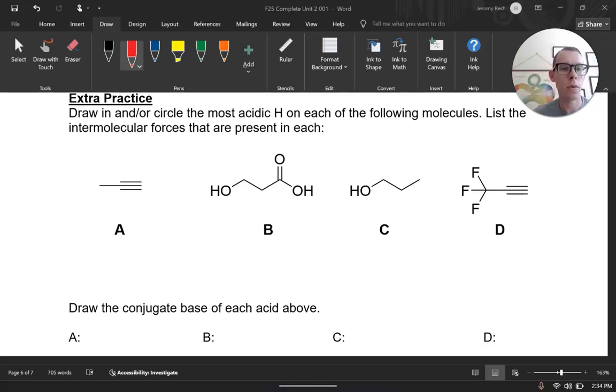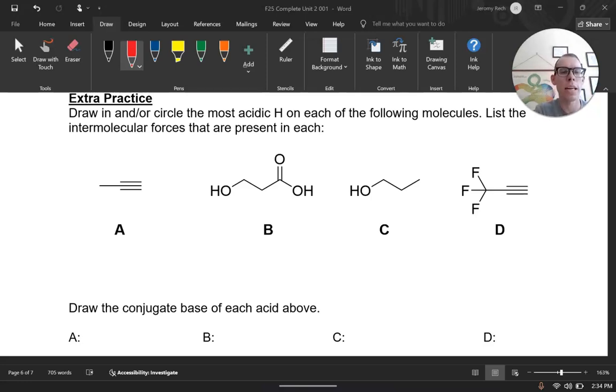All right, so let's go ahead and work on a practice example here. Here we have four different structures. We've called them A, B, C, and D. And we're going to do a handful of things. First, I guess it's listed last, but we'll do it first. We're going to talk about the intermolecular forces present. That's just going to be a review from stuff that we talked about previously.